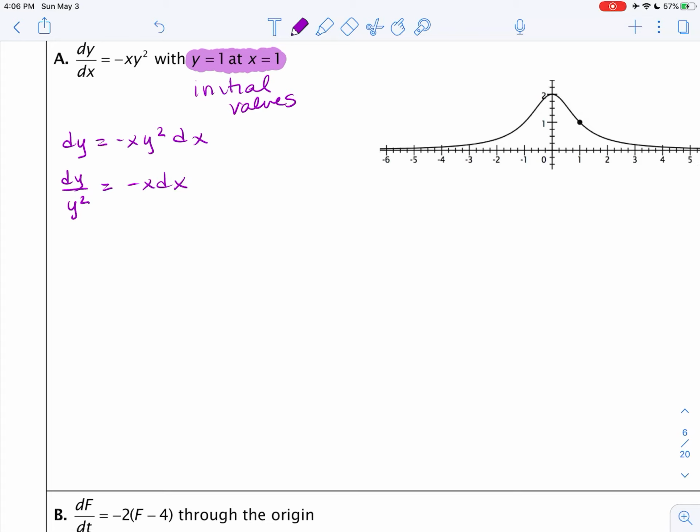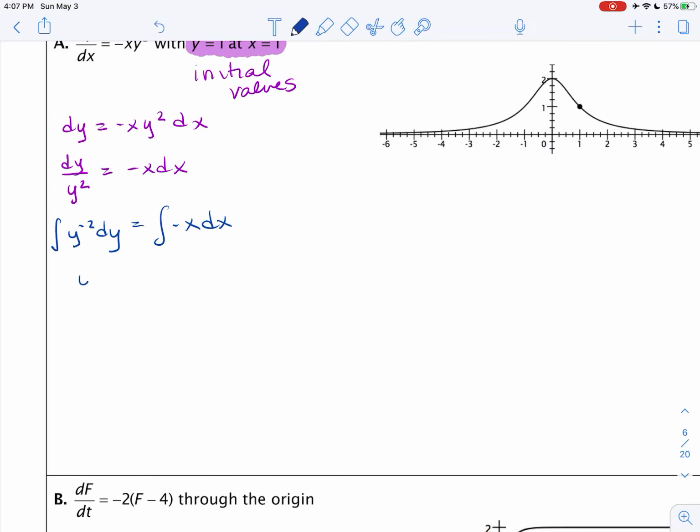And now I'm going to integrate both sides. In integrating both sides, I'm going to transform the dy over y squared to a negative exponent, y to the minus 2 dy, and I get minus x dx. Now I'm going to integrate both sides, and I get y to the minus 1 over minus 1 equal to negative x squared over 2. And don't forget your plus c. And just simplifying things, this would end up being minus 1 over y equal to negative x squared over 2 plus c.